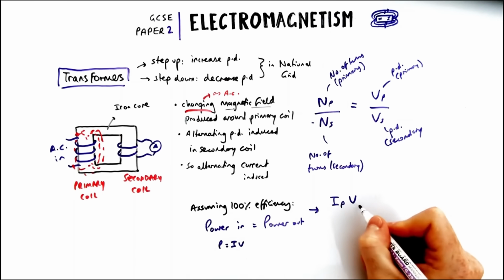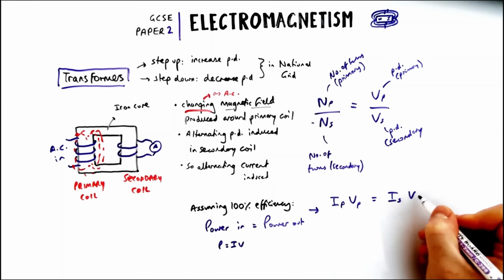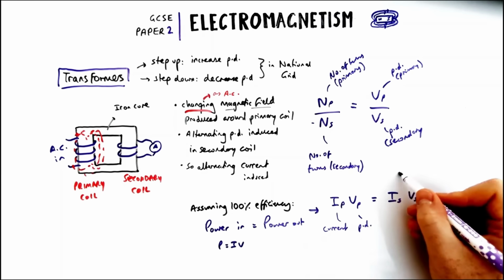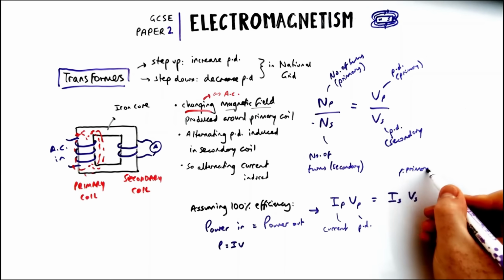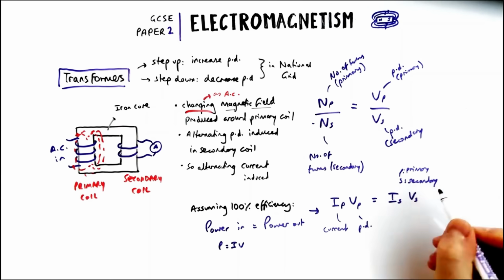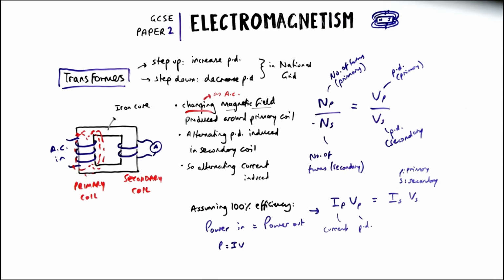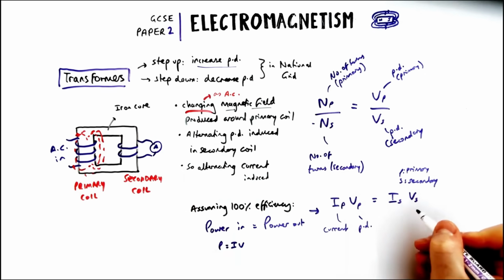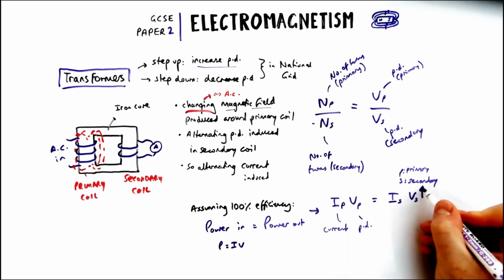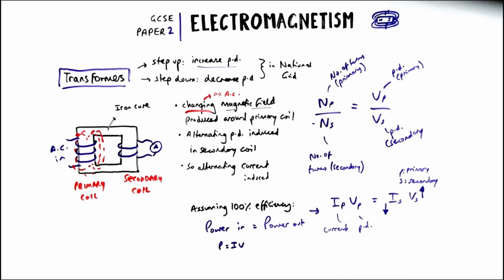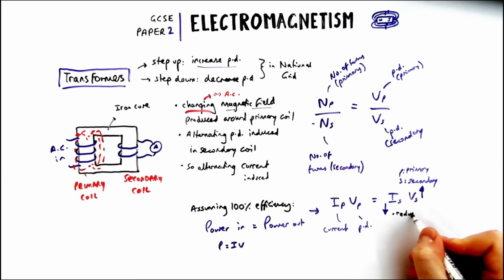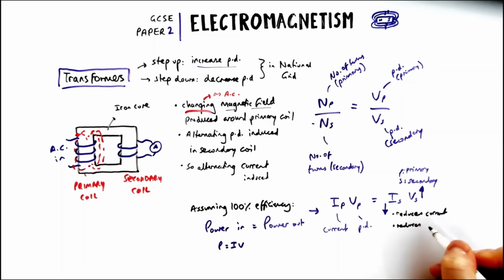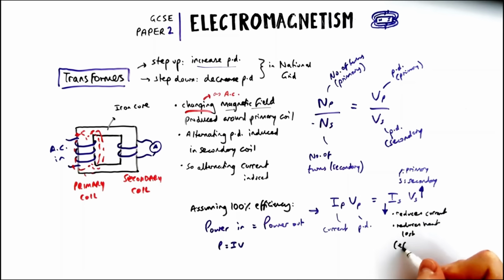Now, power, we might know from paper 1, the electricity topic, is given by current times potential difference. So that means across the primary coil, the current times the potential difference is equal to the power across the secondary coil, meaning the current times potential difference across the secondary coil, indicated by the letter S, and letter P for primary coil. So when we increase the potential difference for a step-up transformer, what we're doing is doing that to reduce the current. If I increase the PD, the current has to go down to keep the power constant, and that reduces heat loss in the circuit.